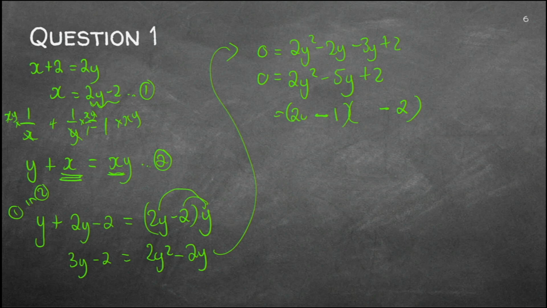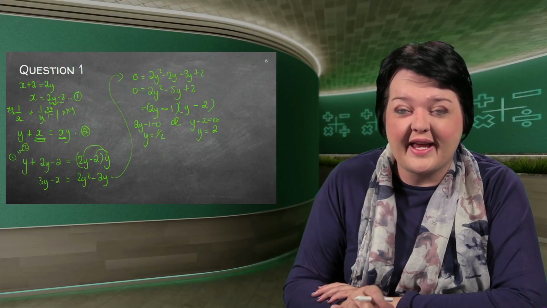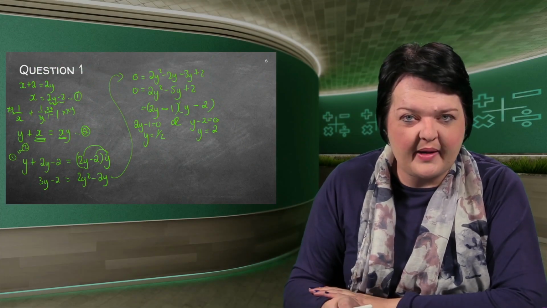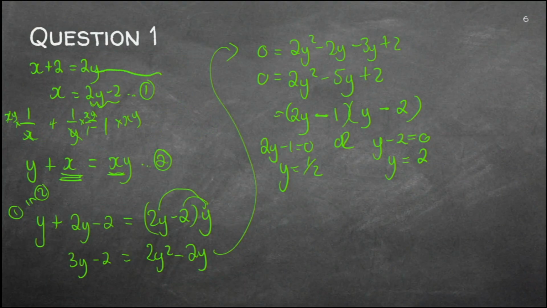So we typically have 2y here and y here. So we have 2y minus 1 equal to 0, or y minus 2 equal to 0. So y is equal to a half, or y is equal to 2. Now, the question didn't say solve y, it said solve x and y. We need to substitute back, and ideally use equation 1. You already rewrote it exactly the way it should be to get x. So I will say x is equal to 2 times a half minus 2.